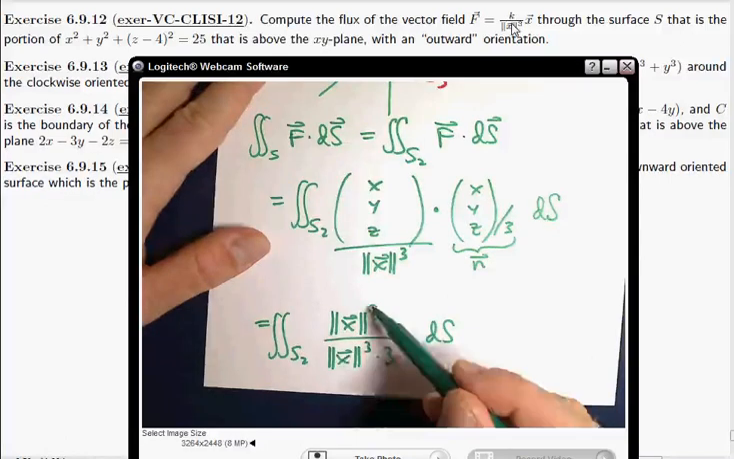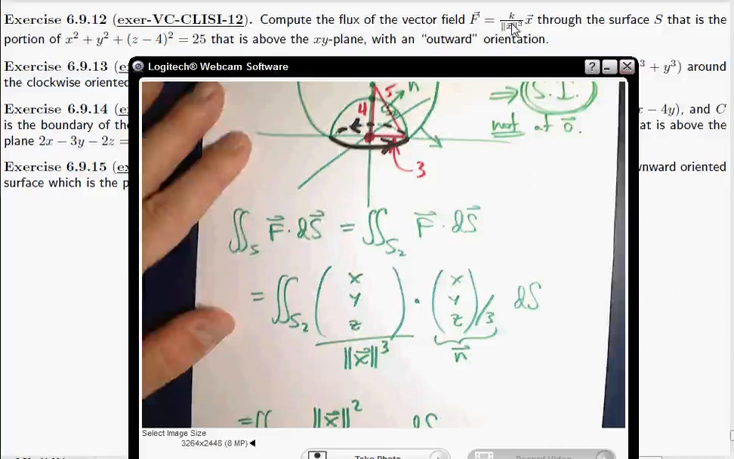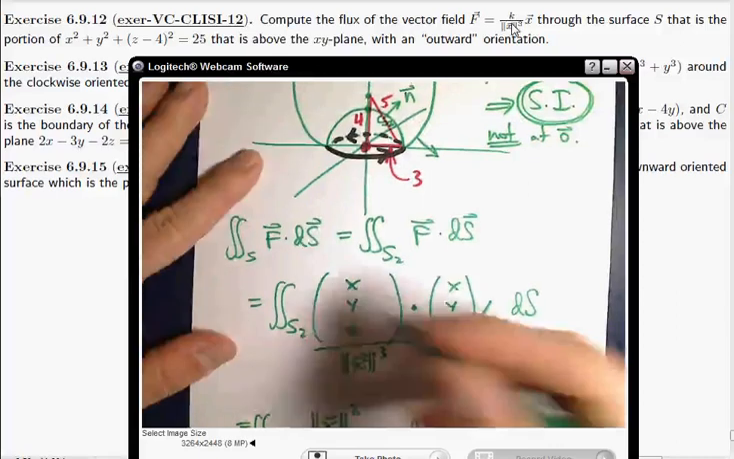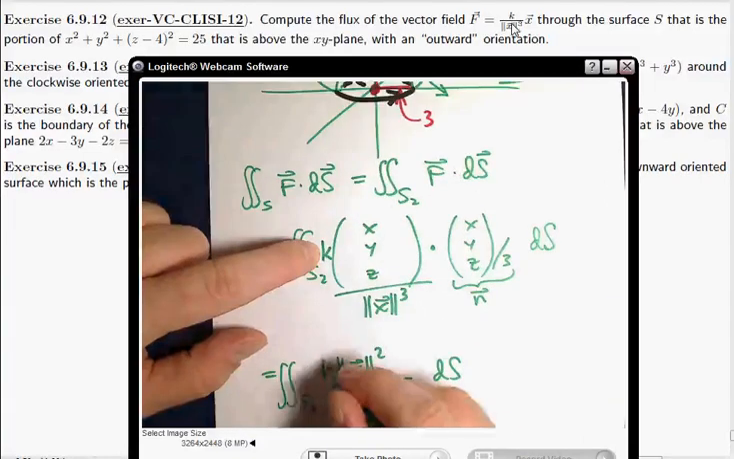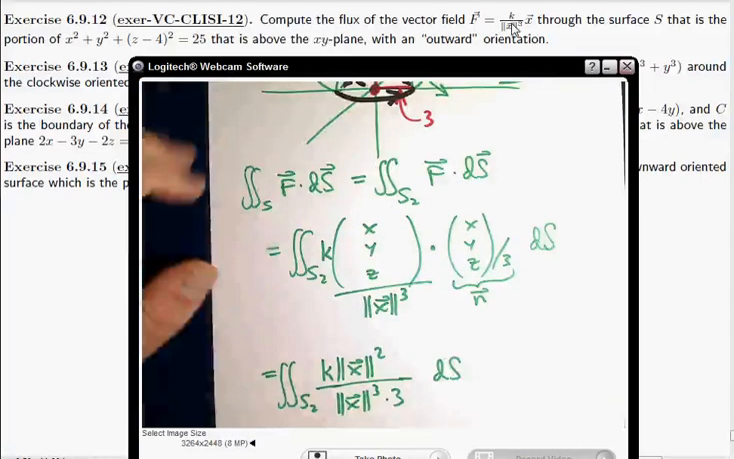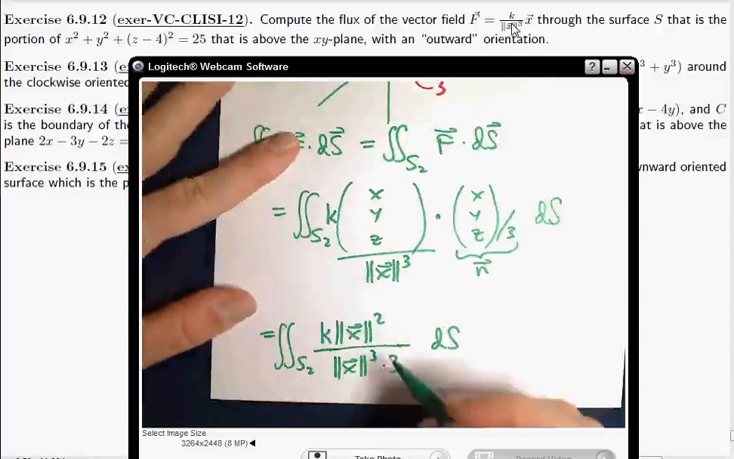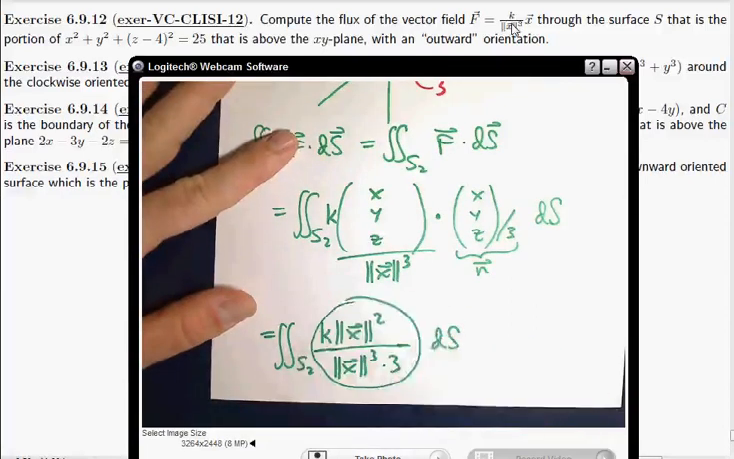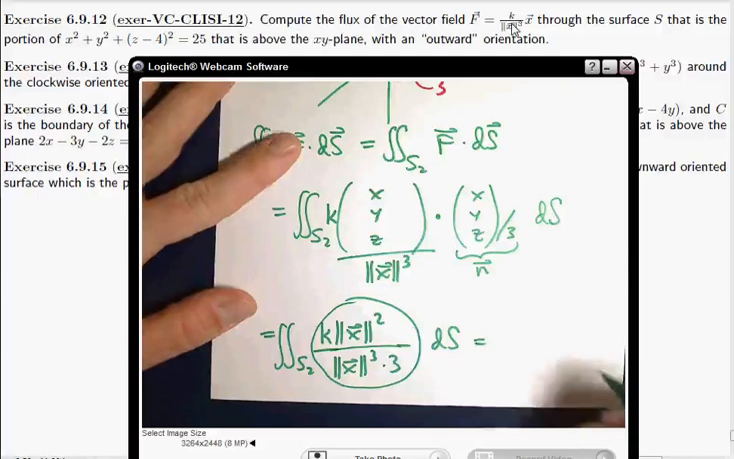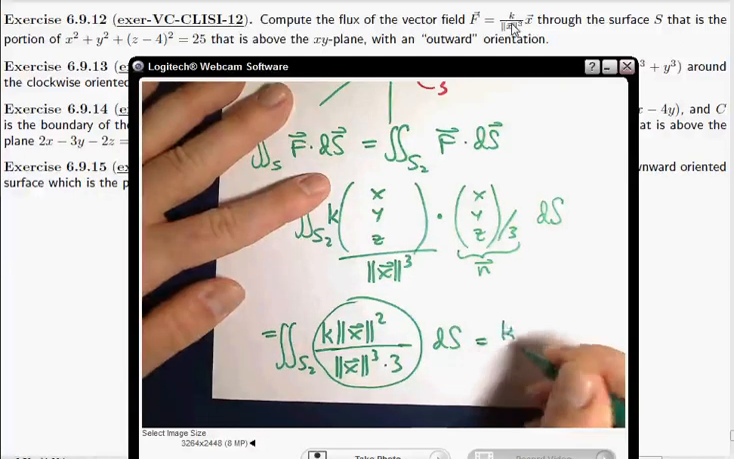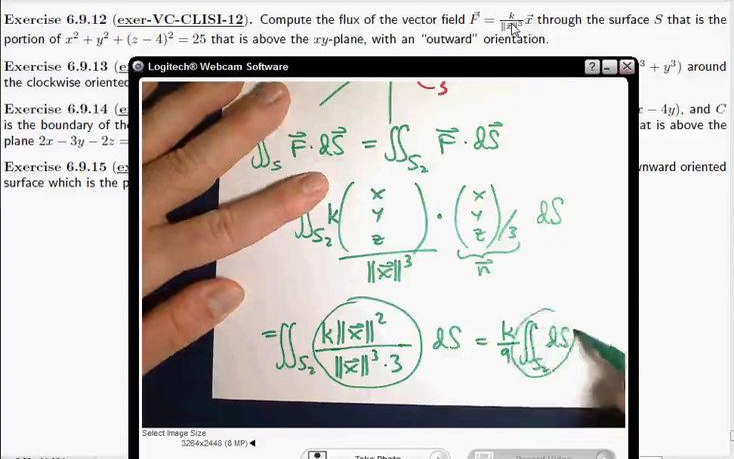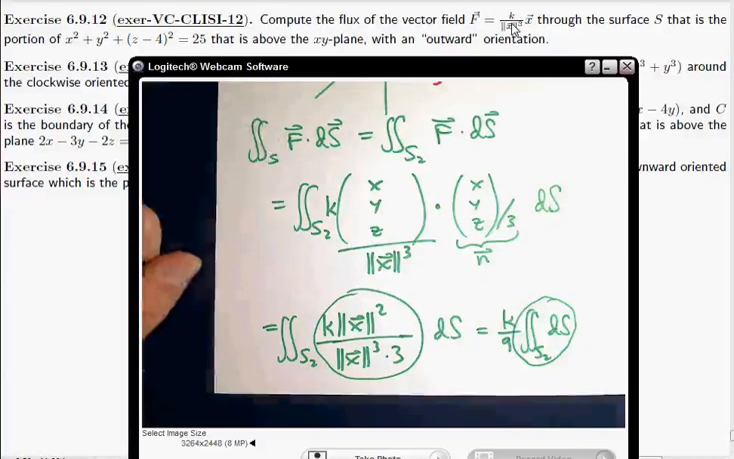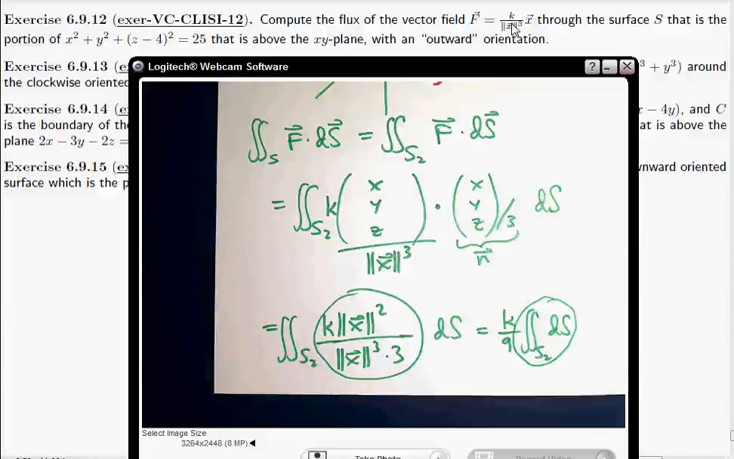So altogether, excuse me, I forgot this k. There's a k in the formula for the vector field. Excuse me. Sorry about that. So there's k here. Altogether, I have k over 9. All of that is k over 9, which is a constant, which factors out. So I just get k over 9 times the scalar surface integral over S2 of ds. This is just the area of that hemisphere, and it becomes a geometry problem, and I'll let you guys wrap it up.